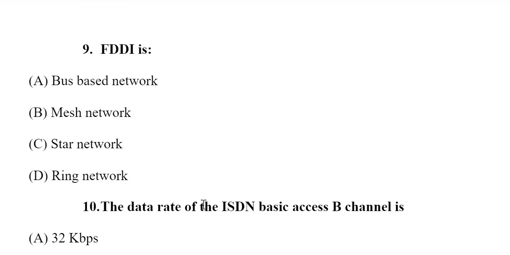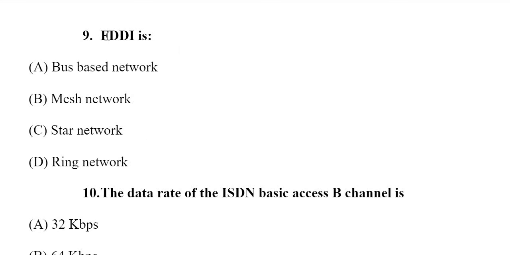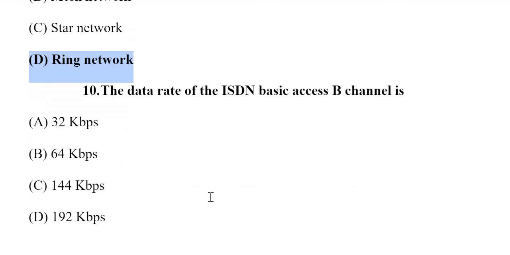Next is FDDI. What is the full form of FDDI? FDDI is fiber distributed data interface. In FDDI, each device is connected in the form of a ring. There are dual rings, primary and secondary, so the answer will be the ring network. Now the 10th question, data rate of ISDN basic access B channel. This is one of the important topics for the theory portion also. In ISDN, channel B has a data rate of 64 kbps.